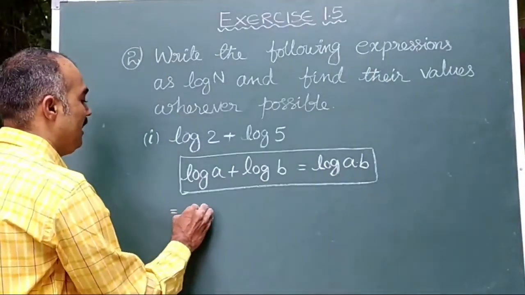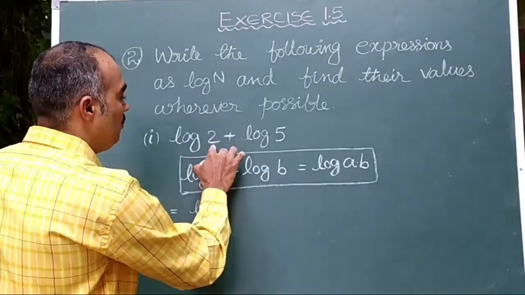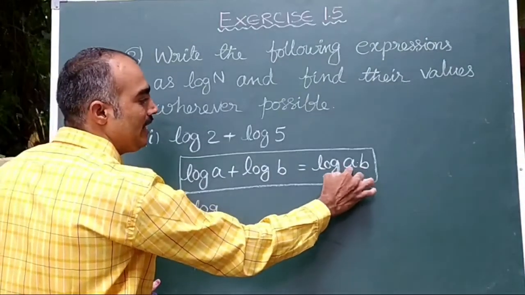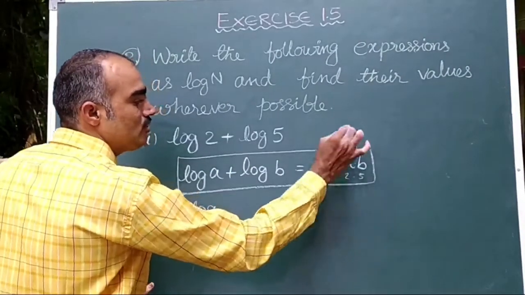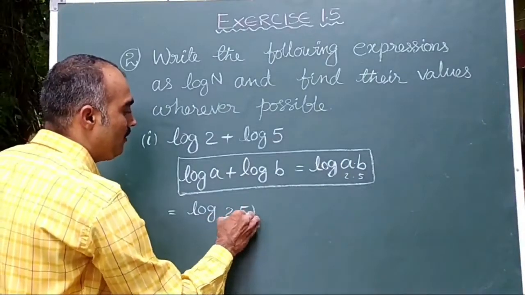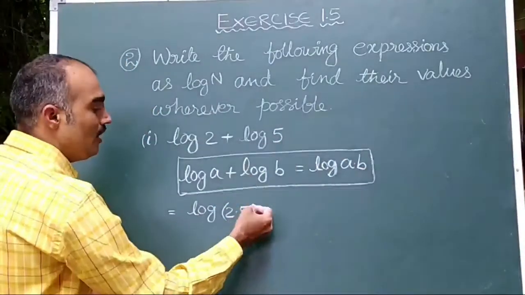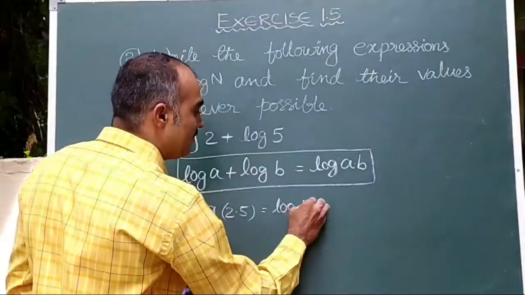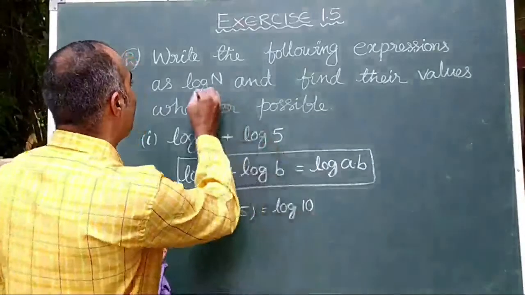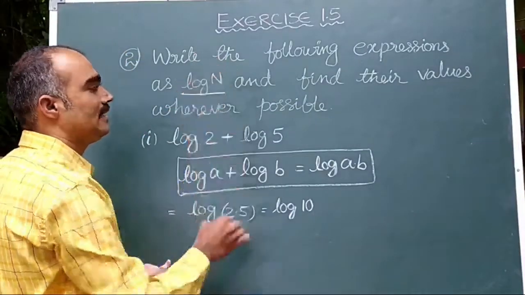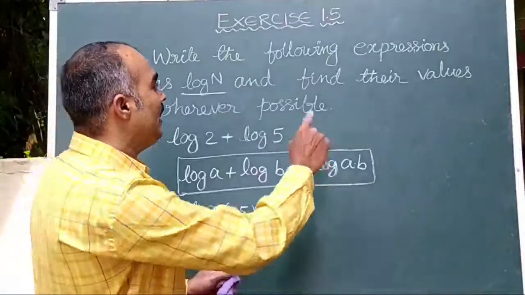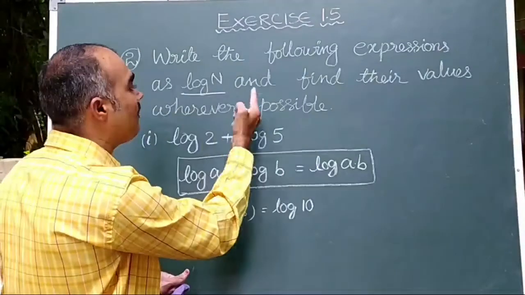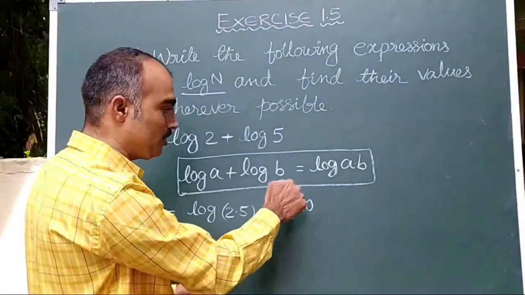Now, here let us write log 2, which means A, plus log B, where 5 is B. So log A into B, here A means 2, B means 5, it is 2 into 5. So it is log of 2 into 5, which is log 10. Till here, you see, we have expressed this as a single logarithm. Now, let us see the continuation of the question. Find their values; we should find the value wherever possible. First you think whether it is possible or not.